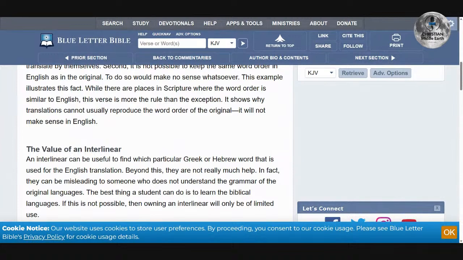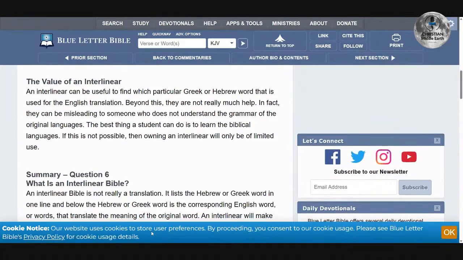Not that words can't be interchangeable or related in different places, in different contexts, but the context helps determine what the translation is. And decisions have to be made, by the way. It's not like doing math when you do translations. That's why there's no perfect translation. That doesn't even make sense. The best thing a student can do is to learn the biblical languages. If this is not possible, then owning an interlinear will only be of limited use.